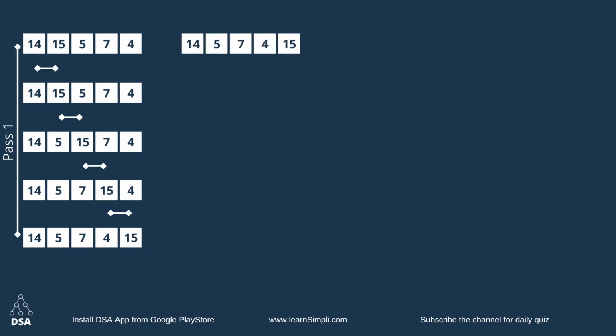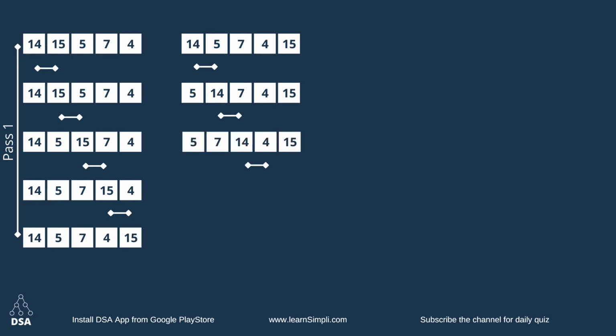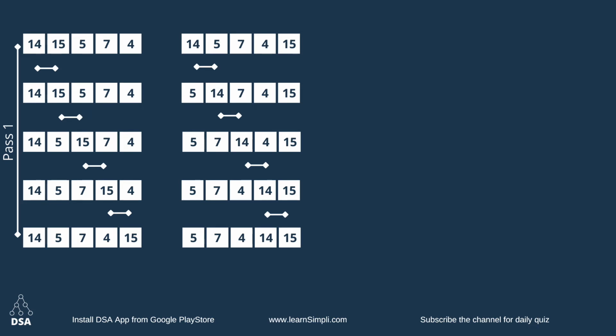Now again perform the comparison of the elements on the array. First compare 14 with 5. They are not in order, so swap the elements, and after swapping the array becomes 5, 14, 7, 4, 15. Now compare 14 and 7. They are also not in order, so swapping is required. Compare 14 and 4. They are not in order, so swap. Now compare 14 and 15. They are in the proper order, so swapping is not required. The array after pass 2 would be 5, 7, 4, 14 and 15.